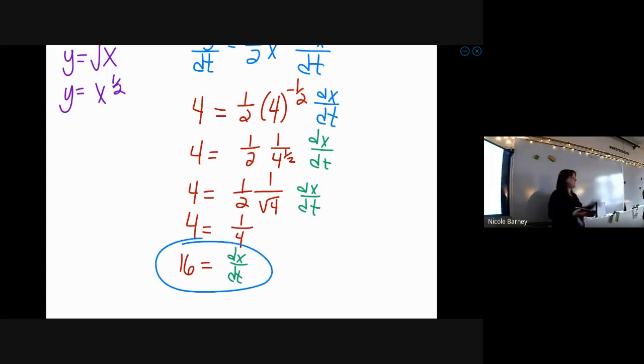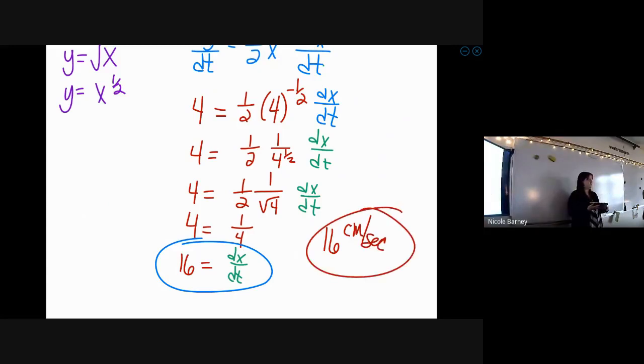So that is our dx/dt, but that doesn't answer the question: find the rate of change of the x-coordinate with respect to time. So we need units on this. Centimeters per second. Sometimes it will ask you for a full sentence, so we would say the x-coordinate is changing at 16 centimeters per second when y equals 2. Or if you had something with a ladder, you would want to state that the ladder is falling down the wall at this many inches per second. Does that help on that one?